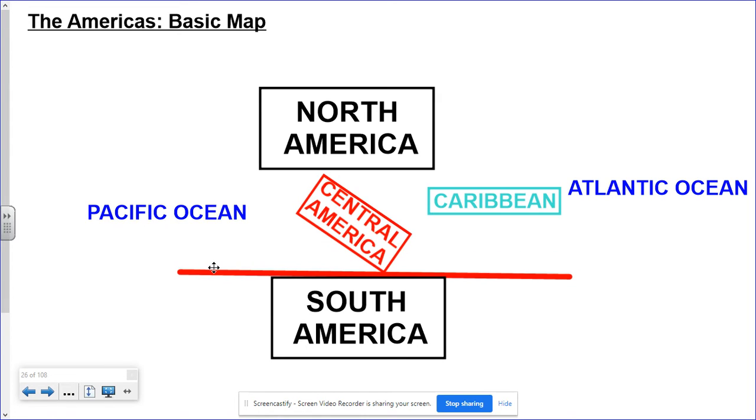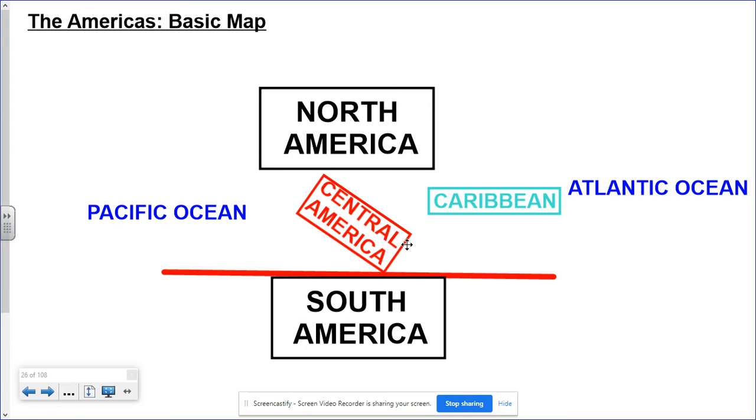Okay, the equator kind of plays a part with lower Central America and northern South America. So I'm just going to put it on top of South America right here. Okay. So again, in your notebook, you're going to want to build something like this. Does it have to be different colors? It doesn't necessarily have to be. I just did it so they would stand out a little better.